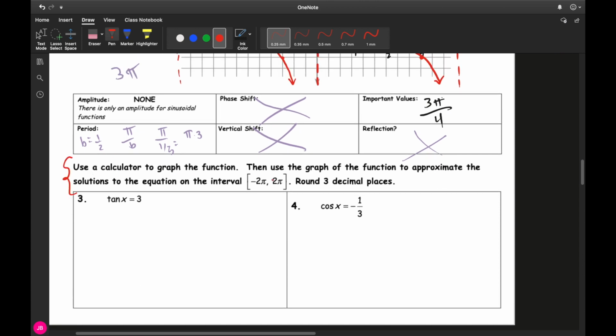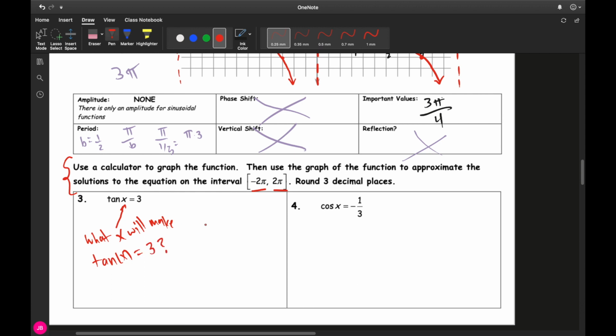Use a calculator to graph the function, then use the graph of the function to approximate the solutions to the equation on the interval negative 2 pi to positive 2 pi, round to 3 decimal places. So what this is telling you to do is to go to a calculator, graph it, and then look at the values for x at which tangent is equal to 3. So in other words, what x's will make tangent of x equal 3.